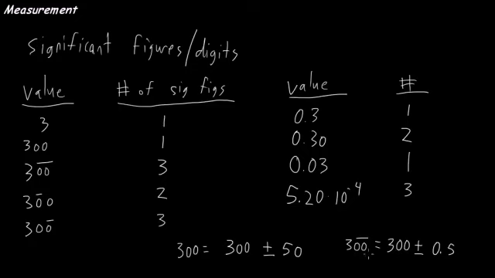So hopefully you can see that by carefully looking at the numbers and the number of significant figures, we can see an implied tolerance or range to the numbers.